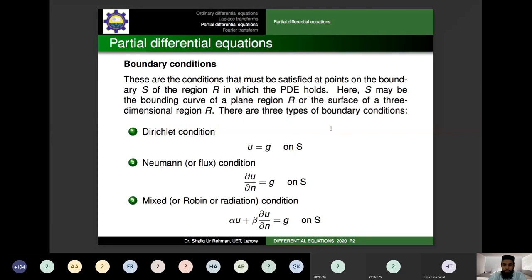So we have three different types of boundary conditions. Number one, Dirichlet condition. There could be only one condition or more than one Dirichlet condition. If the conditions are independent of derivatives, then the conditions are going to be Dirichlet conditions. There is only one condition, and it is independent of derivative.